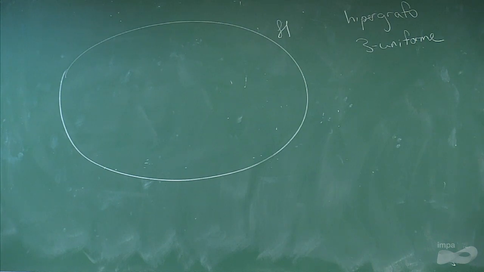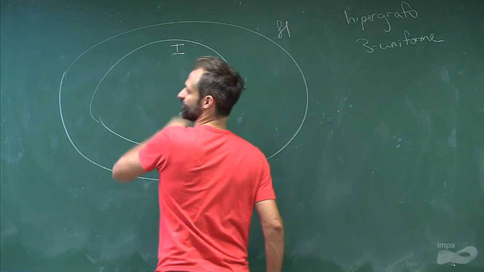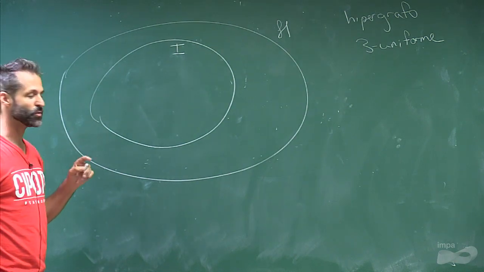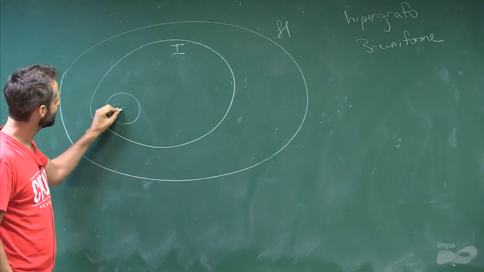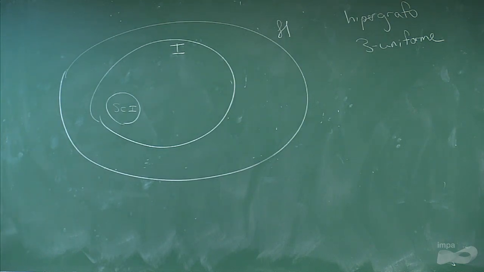So what do I do? So here's an independent set. Maybe it's pretty big. Here's I. How do I find its container? So what we're going to try to do is find a small subset S of I that we're going to call the fingerprint of I.